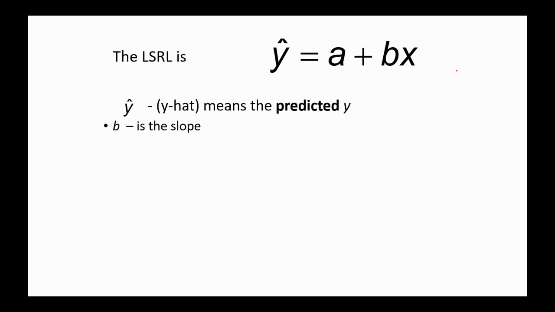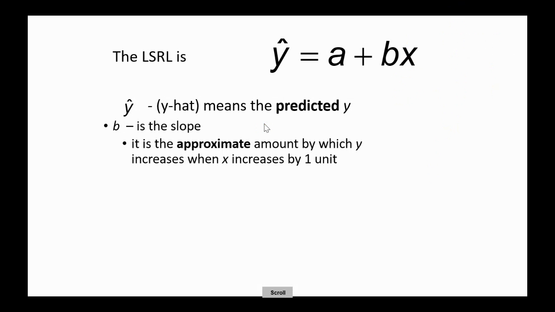B is our slope. It's the one by the x. I know usually we see it like y equals mx plus b. I know that's usually the format that we see it, but we're not using that format. So B is the slope. And of course, since it's the slope, that means it approximates the amount by which y increases if x increases by 1.